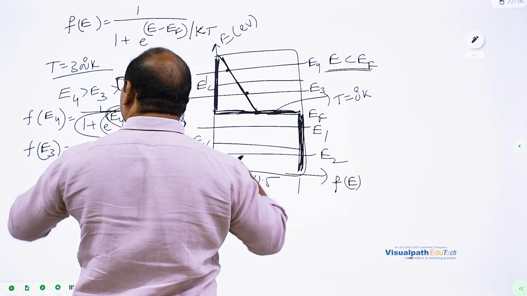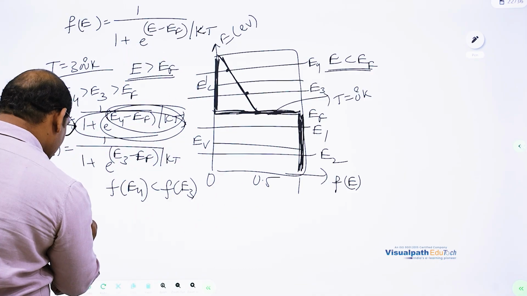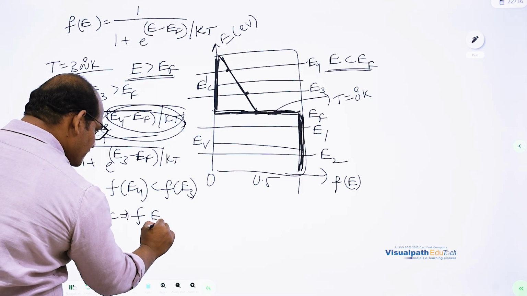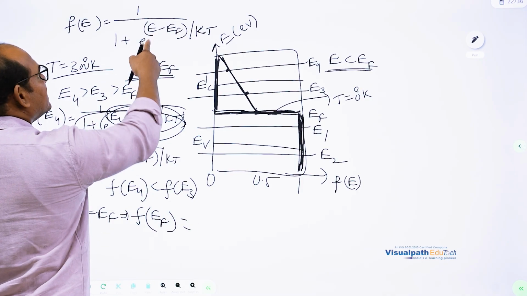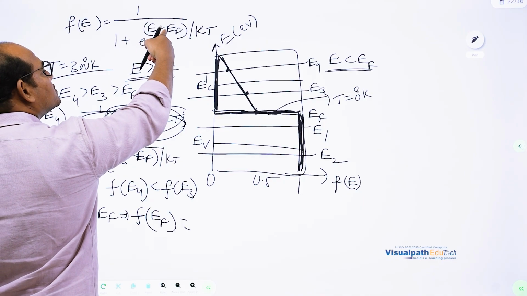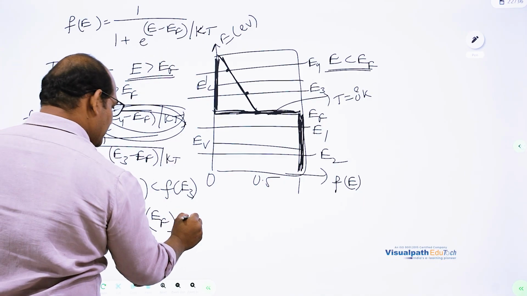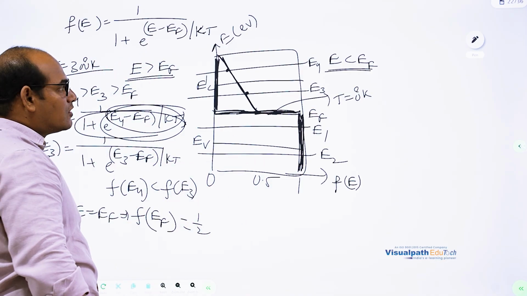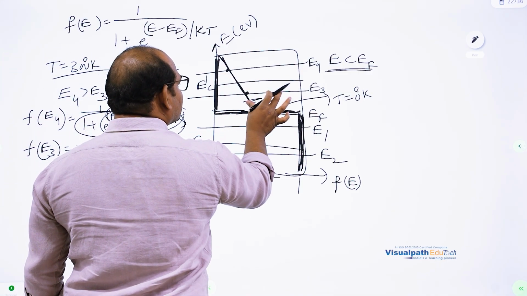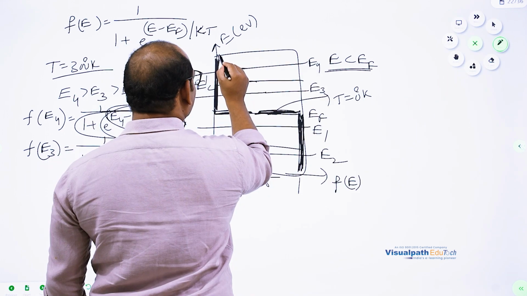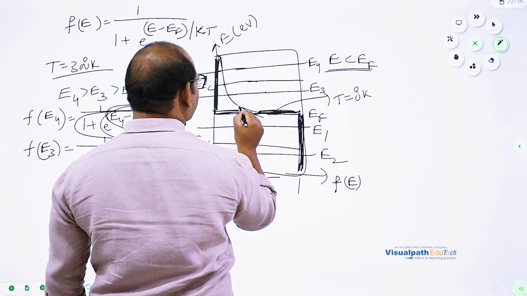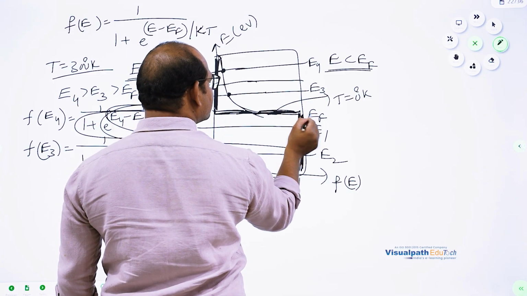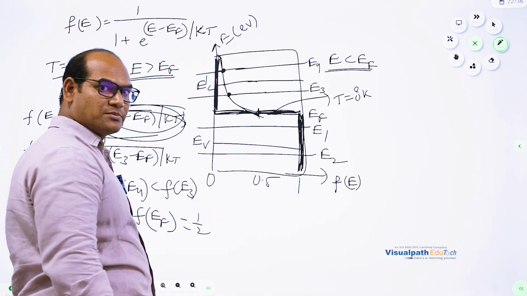And whatever the temperature, when you equate E equal to EF, then what probability of EF will you get? You see here, E equal to EF means the exponent is 0, e power 0 is 1, 1 plus 1 is 2, so you will get 1 by 2. That means 0.5, exactly 0.5. Otherwise in the textbooks you will get a curve like this: smaller probability here, larger probability here, and exactly when E is equal to EF you will get 0.5. Same thing.